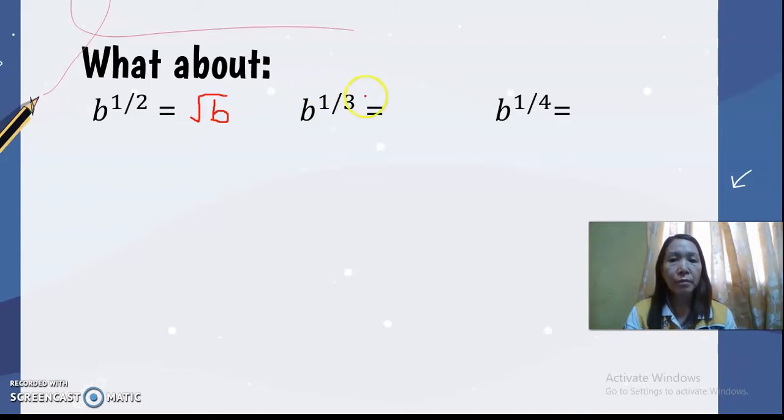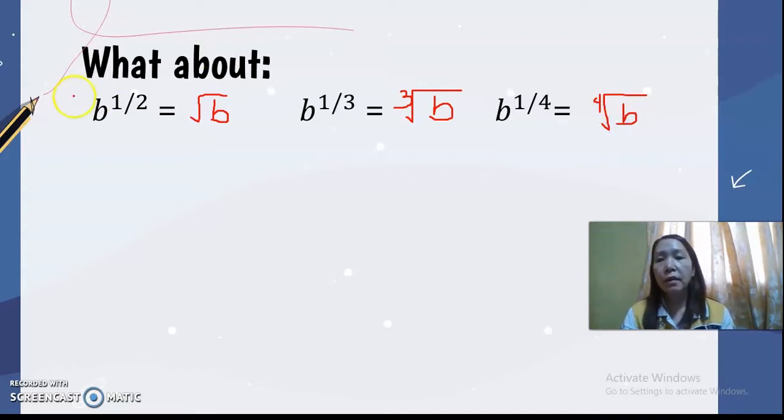Okay, similarly with b raised to 1/3, we can also rewrite this as the cube root of b. Likewise, b raised to 1/4 is also the fourth root of b. So these two things are interchangeable. If this is the case, then this is actually true. So we simply take b raised to 1/2 is equal to the square root of b.